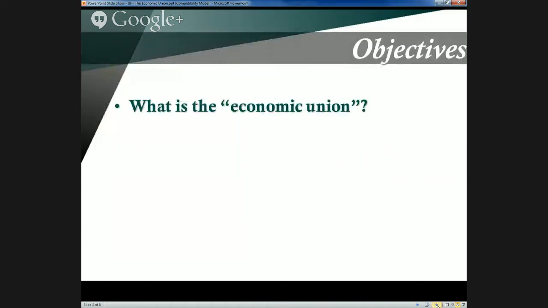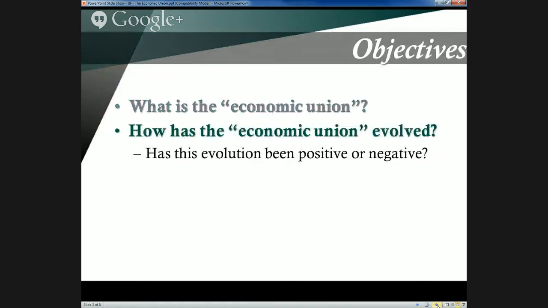So our objectives are similar to what we had with the social union. We'll talk about what the economic union is and how it has evolved over time. And again, I'll leave it to your discretion to come up with some of the positives and negatives of this particular evolution.